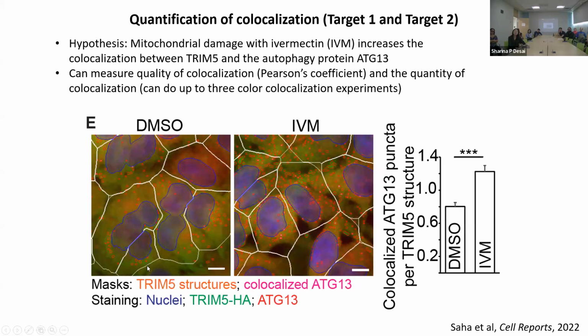What we're showing here is TRIM5 again, these TRIM5 structures after mitochondrial damage with ivermectin or in untreated cells, and their abundance of co-localization with the autophagy protein ATG13. If you look at the masks, we have a red mask on the TRIM5 structures, more of which are elongated here because we damaged the mitochondria. And then the purple mask is ATG13 that co-localizes with TRIM5. Here we can see that ivermectin treatment increases that abundance, although it didn't actually change the quality. The co-localization was just as good, but there was just more co-localization.